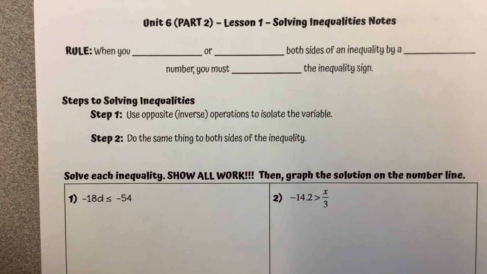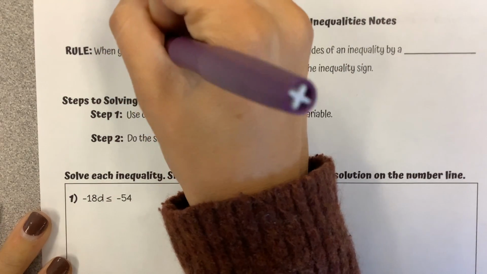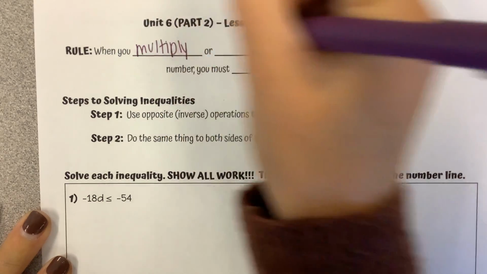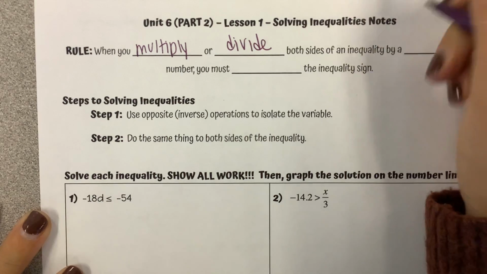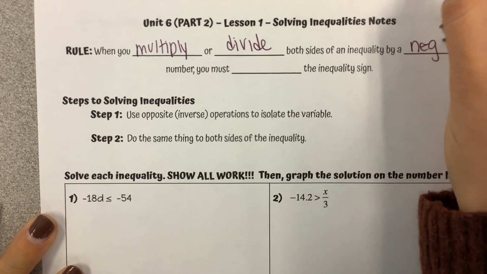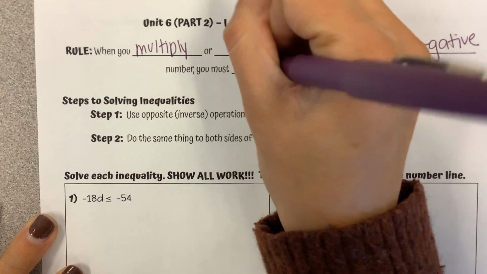Up next here we have solving inequalities. So the biggest thing and the only real difference here between equations is we have to remember the rule that when you multiply or divide both sides of an inequality by a negative number, you must flip the inequality sign.